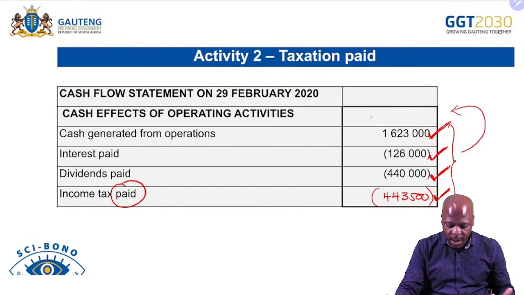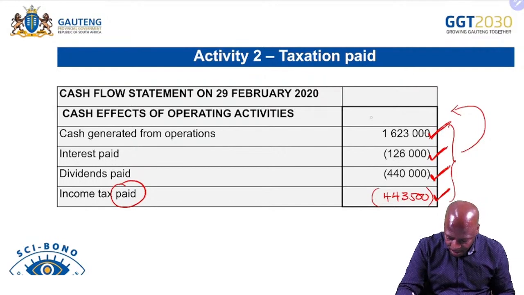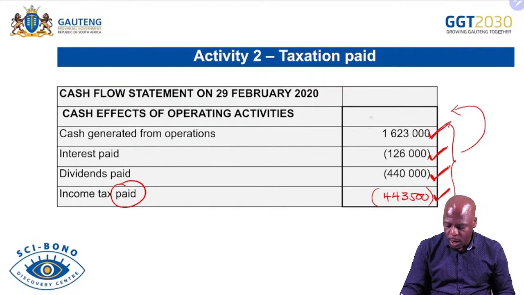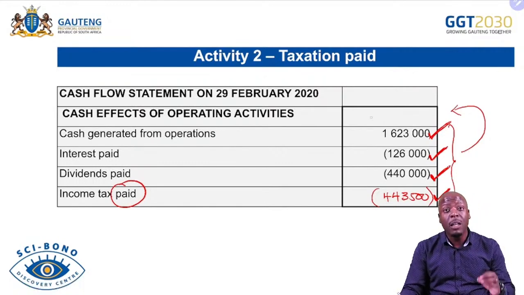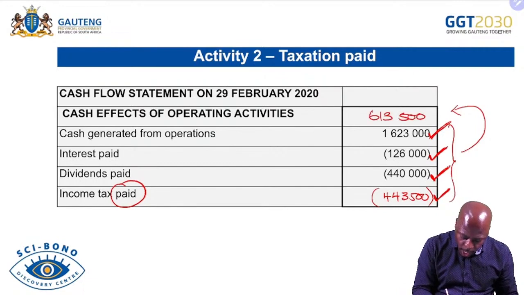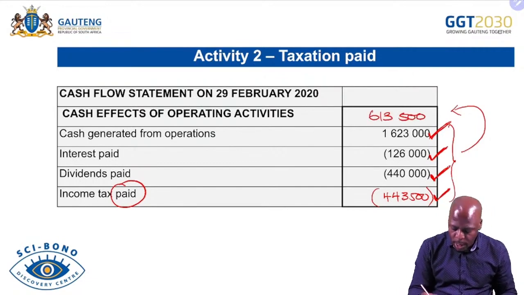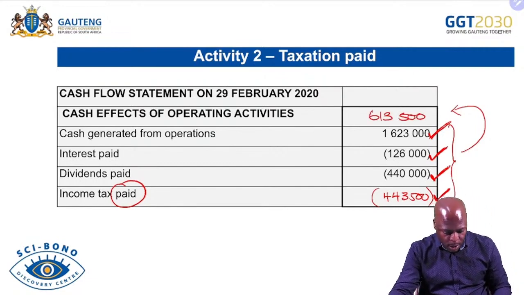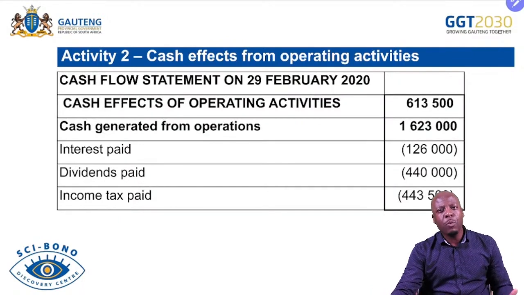Now, here is how it will appear. Here is your 613,500 because of these four aspects. Remember, we did the O. How many parts to a cash flow statement? O, I, F. We've done the O. Let's quickly move on to the I. The I has to do with investments.